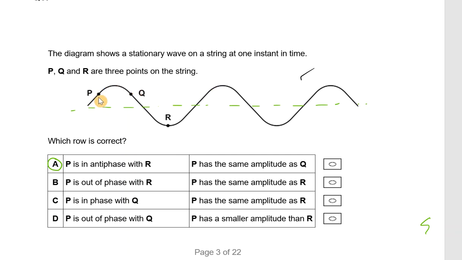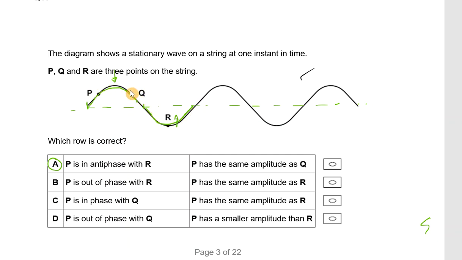So this point between these two nodes that P and Q are on, let's say that in the next instant it's probably going to be moving downwards, and point R, it's going to be moving upwards. So this section of the wave is 180 degrees out of that section of the wave.